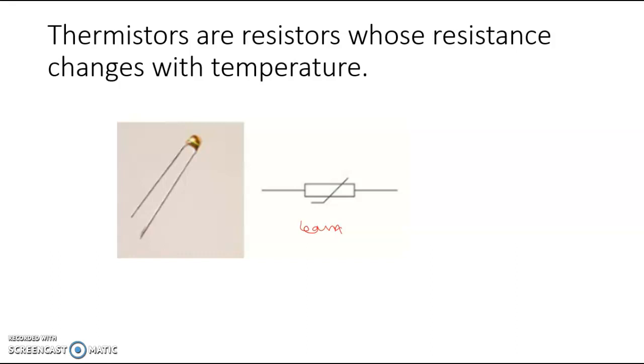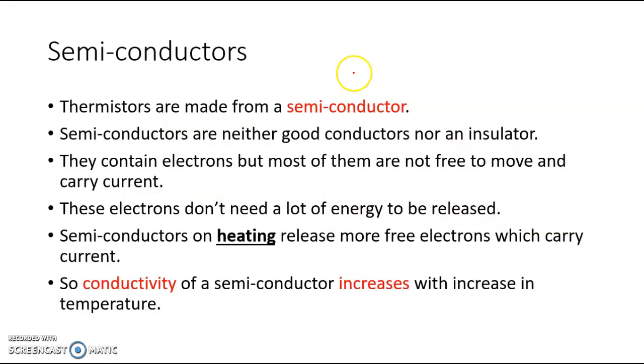So thermistors are a type of resistor, and what makes them very different to a standard resistor is the type of material that the thermistor is made up of. Thermistors are made up of semiconductors. Semiconductors are neither a good conductor nor an insulator, so they're somewhere in between. They've got enough electrons, but these electrons are not free to move and carry current. Now, the quality of a semiconductor is that if you give it a little bit of heat energy, these electrons will start to be released.